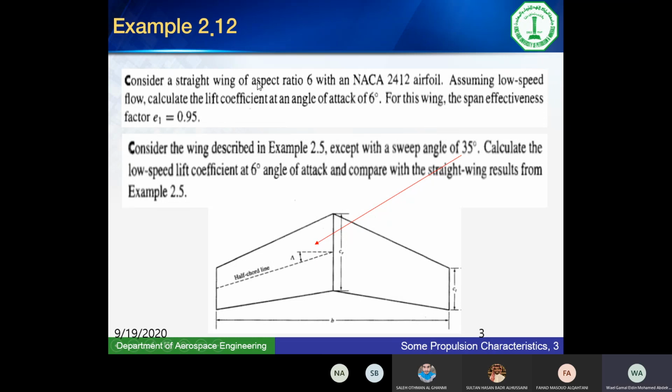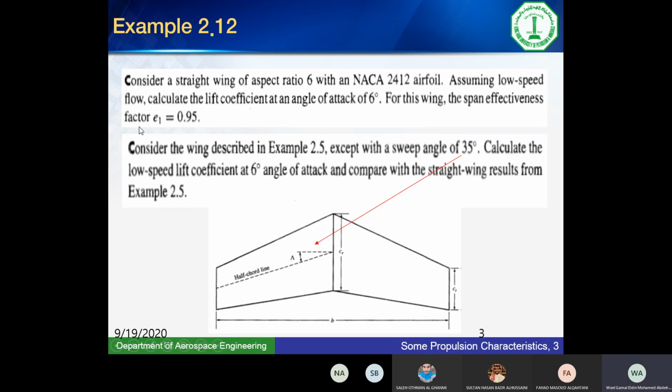It says it has a straight wing, aspect ratio 6. That's not the one that you see in the drawing. It's a straight wing, that means it's not swept backward. It has an aspect ratio 6 with a NACA 2412 airfoil. That's the airfoil you have the data for in your textbook, chapter 2. And it had an angle of attack 6 degrees and the span effectiveness was 0.95.